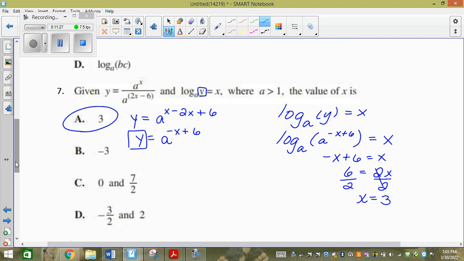We're going to do some solving of logs that are not single log. Solve logs that are not single log.